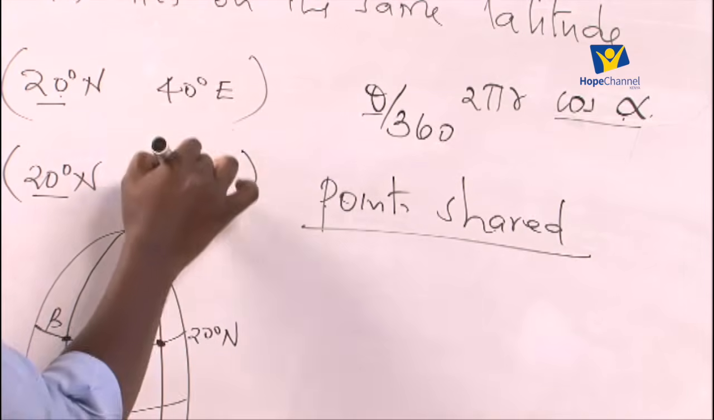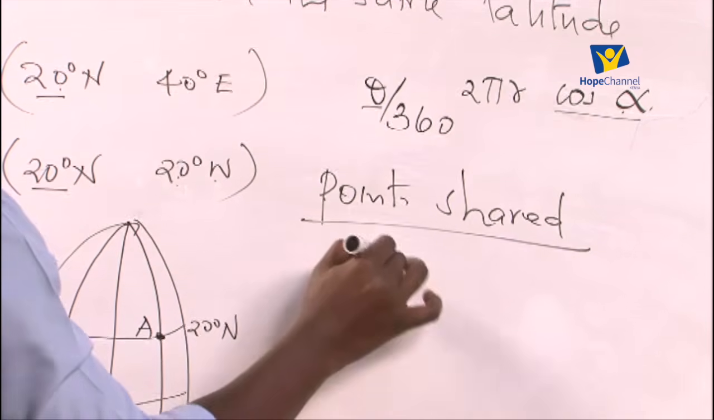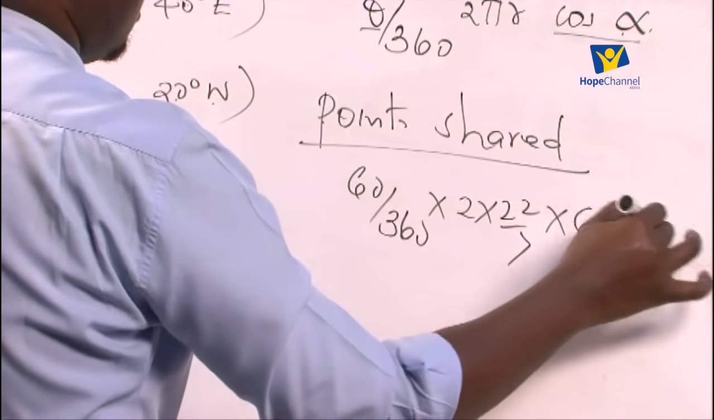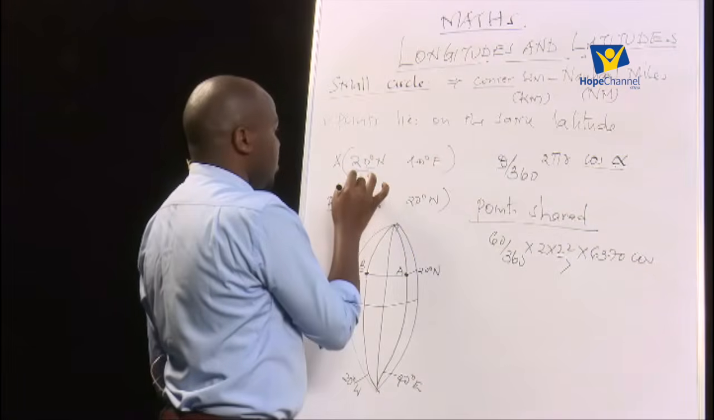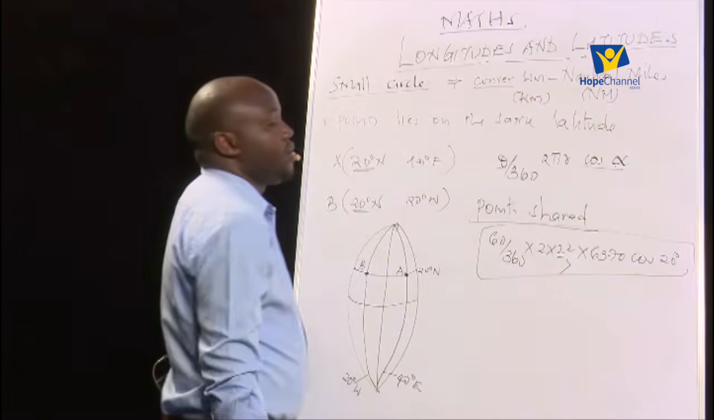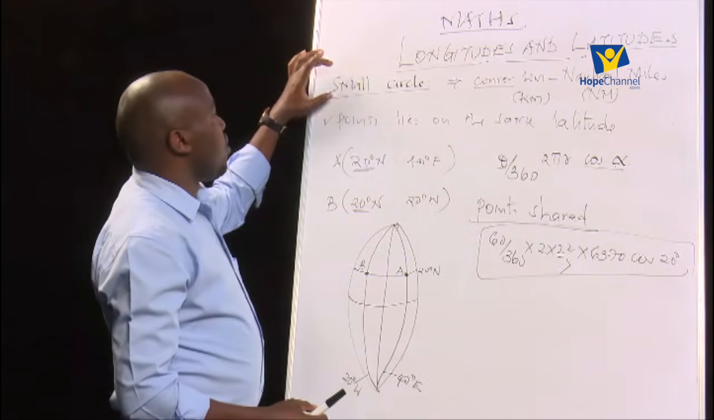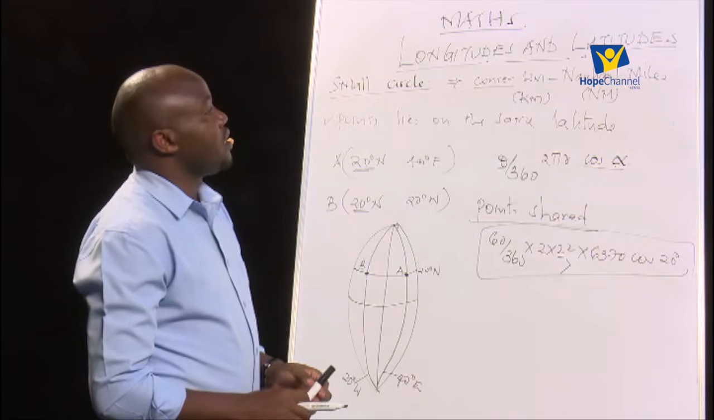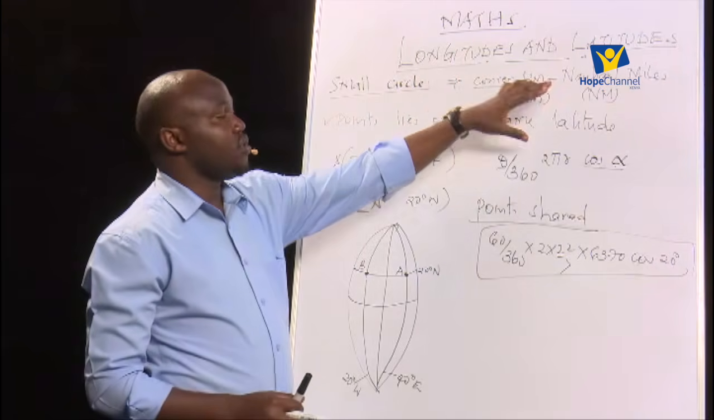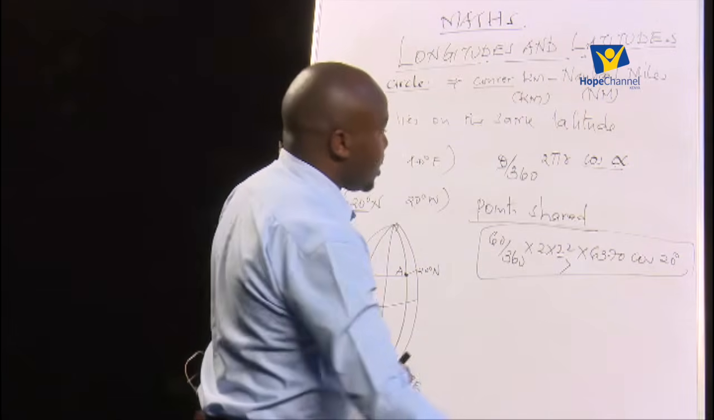So the degrees here are 40 east and 20 west. We add, which will now be 60 over 360 times 2 times 22 over 7 times radius 6370, cos alpha, the angle shared, which is 20 degrees. Now you can perform the mathematical part of it and see how far you can go. That's just a small glimpse of what we are going to handle in our next subtopic under small circle, and later on how to convert kilometers to nautical miles and the reverse. After which we shall proceed to longitude and time.